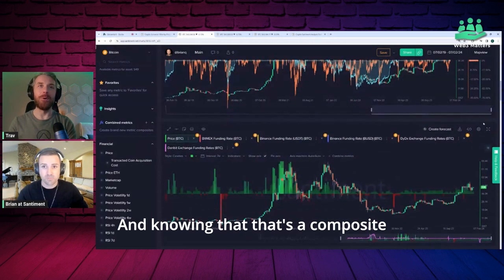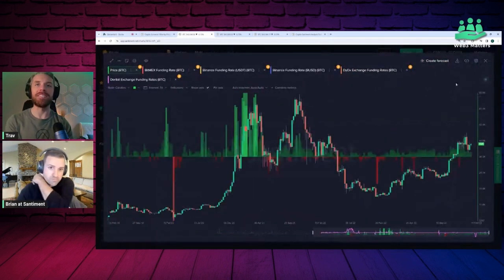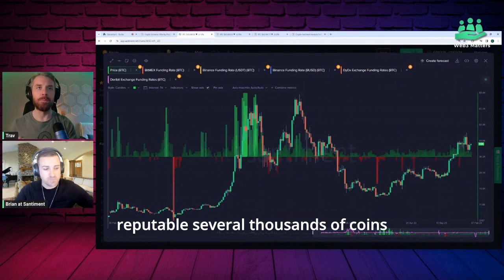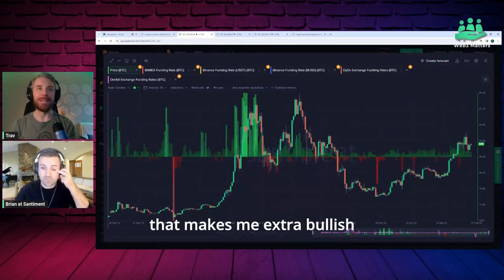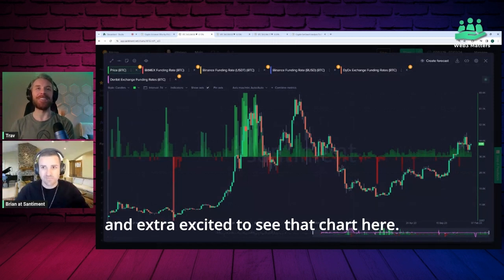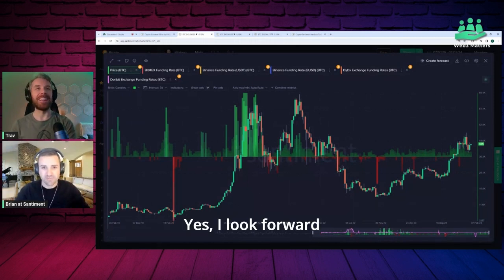That's fantastic. And knowing that that's a composite of some of the most reputable several thousands of coins that you guys do provide data for, that makes me extra bullish and extra excited to see that chart here. So excellent. Man. Yes, I look forward to that one, my friend.